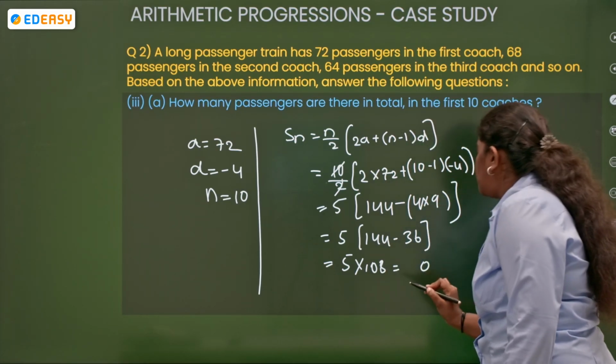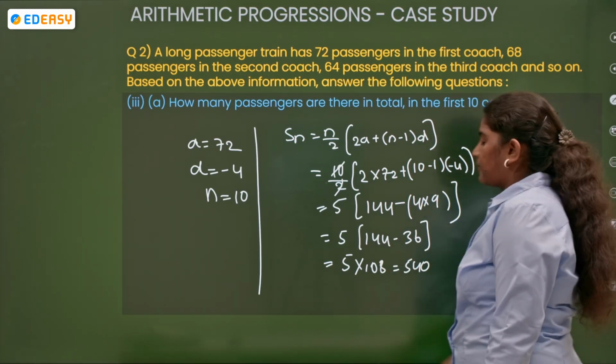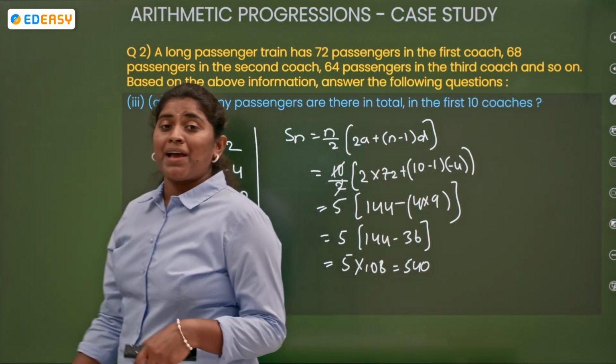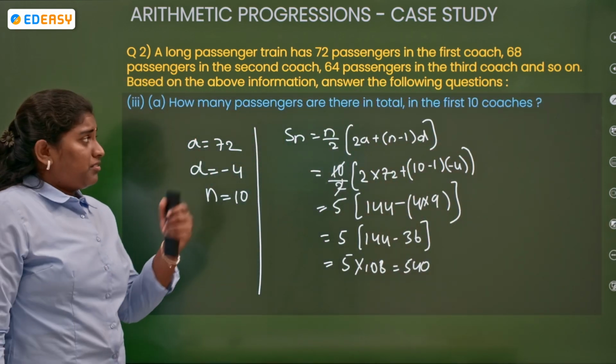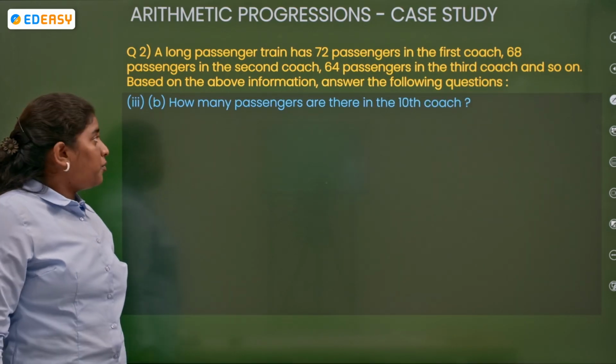5 8s are 40. 0 here, 4 will be carry, so 0, 4, 5, 40. Clear? What is the sum of the passengers in your first 10 coaches? That is nothing but your 540. Now moving to the next.